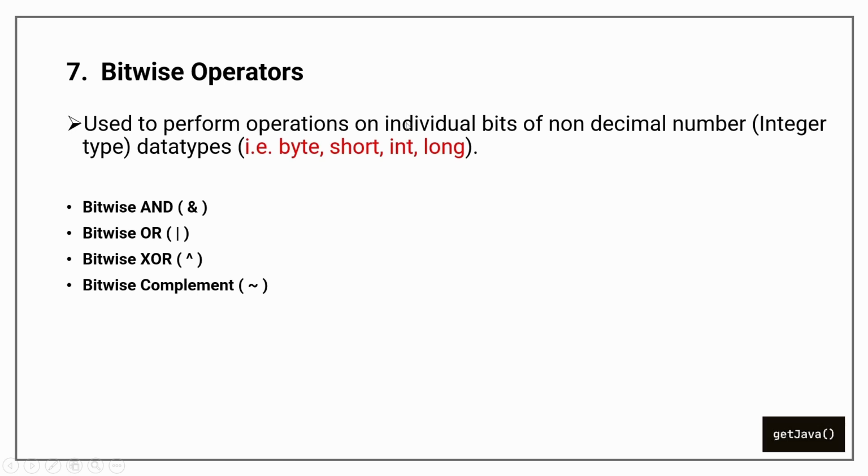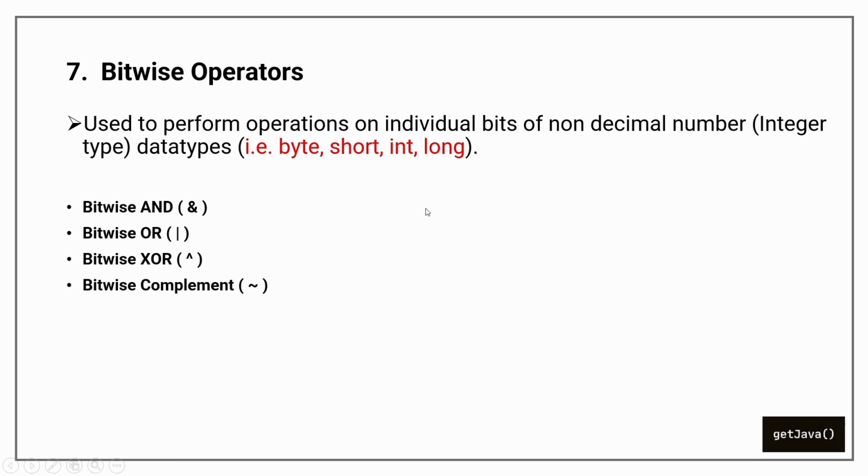It is used to perform operation on individual bits of non-decimal number. It can be used to perform operations on non-decimal numbers only. That is data types like byte, short, int, long. So there are four types of bitwise operator: bitwise AND, bitwise OR, bitwise XOR, and bitwise complement operator. So we will see these operators one by one.